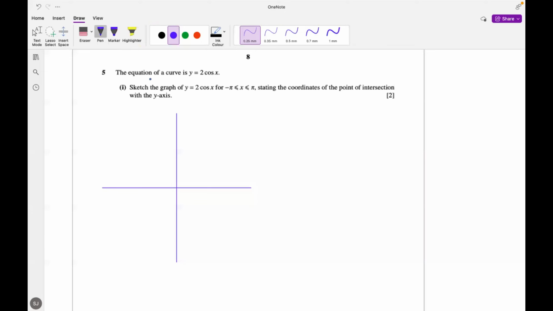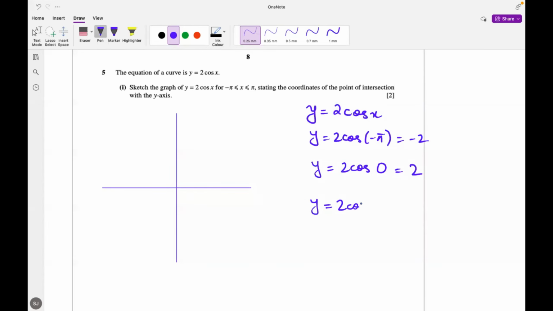Question 5, we have the equation of a curve y equals 2 cos x, and we have to sketch the graph of y equals 2 cos x from x equals minus pi to positive pi, and then state the coordinates of the point of intersection with the y-axis. Now, the easiest way to sketch any trigonometric graph is to substitute the values of x into the calculator and we'll get the y coordinates. So substituting x equals minus pi, 2 cos of minus pi in the calculator will give us minus 2. Substituting x equals 0, we get 2 times 1, which is positive 2, and substituting positive pi again, we get minus 2.